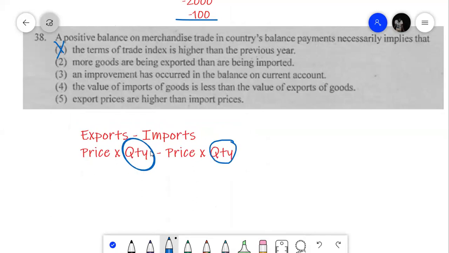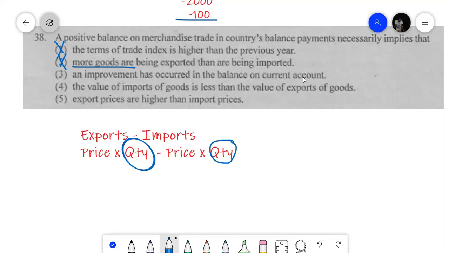So now, yes, maybe export quantity can be large, but what if the price of exports are very low? Then your trade account can be negative. So just by looking at the quantity, you can't say. More goods here means only the quantity, right? You can't. And can you say that there is an improvement in the current account balance?